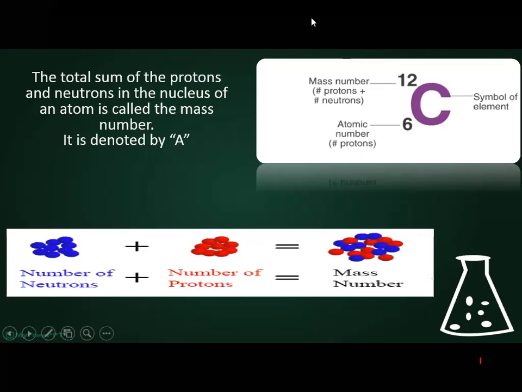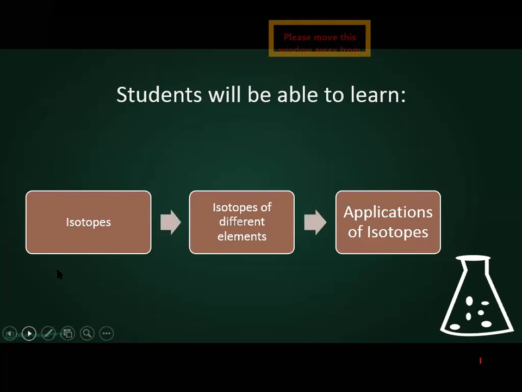Understood? Is this clear? Class, quickly tell me if this is clear. Yes, Fauziya. Okay, right. Now let's move on to what we are going to learn today. You will be able to learn about the isotopes of different elements and the applications of isotopes. Okay, now pay attention. What are isotopes? First, we will learn about the isotopes.